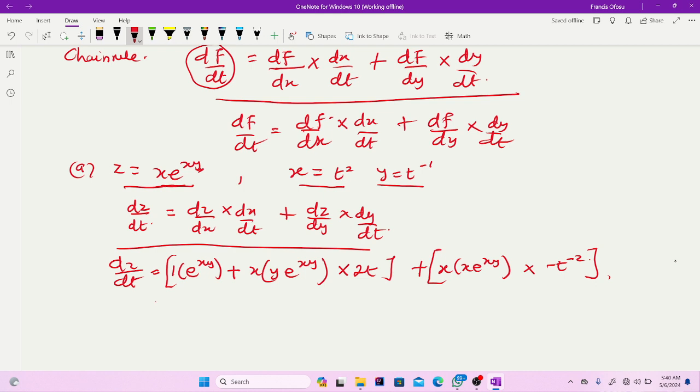Then at this point, my dz on the t is equal to, this is e to the power xy plus xy e to the power xy, all multiplied by 2t, plus x squared e to the power xy times negative t to the power negative 2, right?